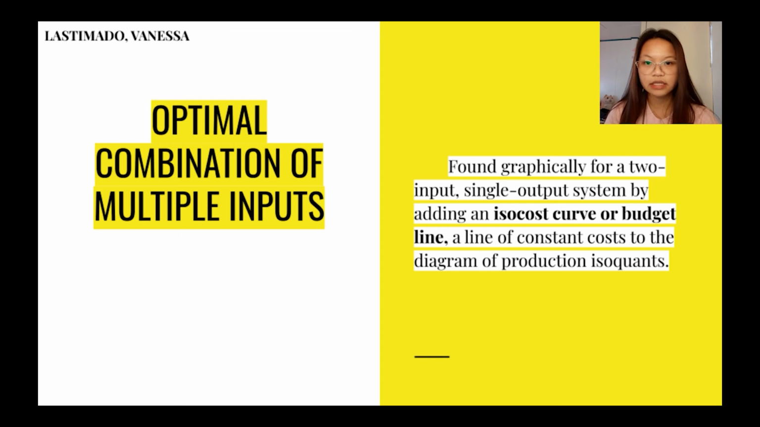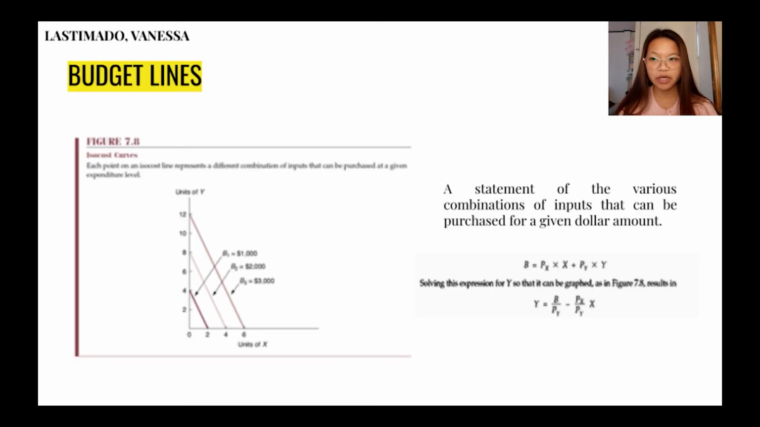So next slide please. A budget line is merely a statement of the various combinations of inputs that can be purchased for a given dollar amount. So for example, the various combinations of X and Y that can be purchased for a fixed budget, let's say B, are given by the expression B equals P sub X times X plus P sub Y times Y. So solving this expression for Y so that it can be graphed as in figure 7.8 results in Y equals B over P sub Y minus P sub X over P sub Y times X.